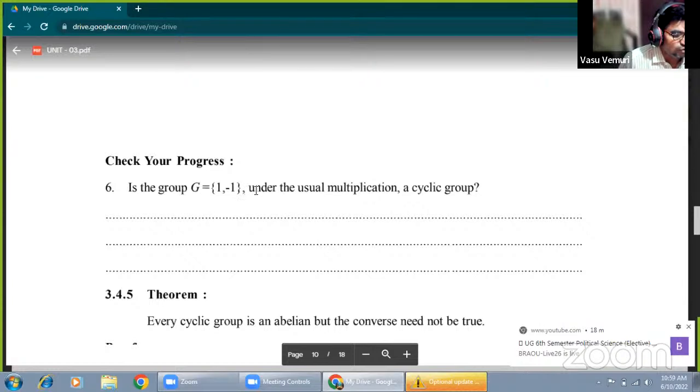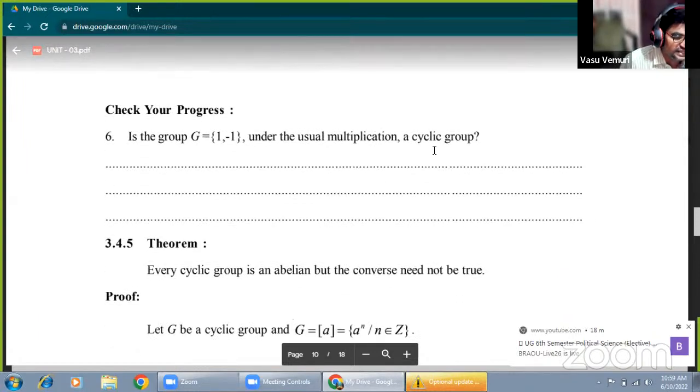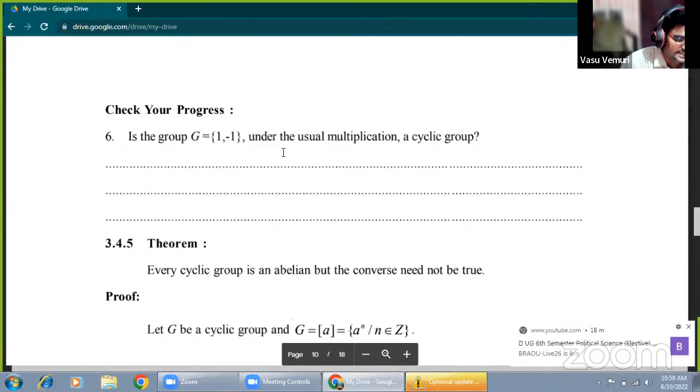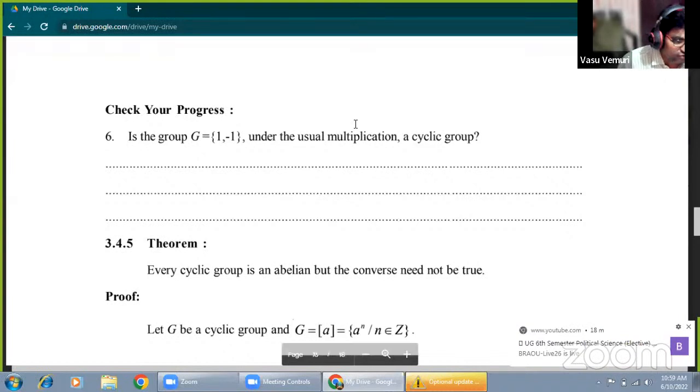Is it a cyclic group? Yes. G equals the set {1, minus 1}. There are 2 elements. 1 power 1 equals 1, and 1 whole power minus 1 is 1. Now, 1 and minus 1 under the usual multiplication: is it a cyclic group or not? Yes, it is a cyclic group, because this is also a subset of the imaginary fourth roots of unity. According to the group of the subset, that is the subgroup.